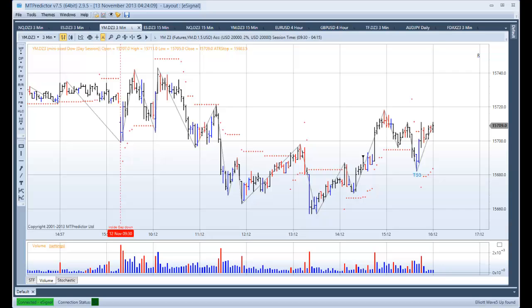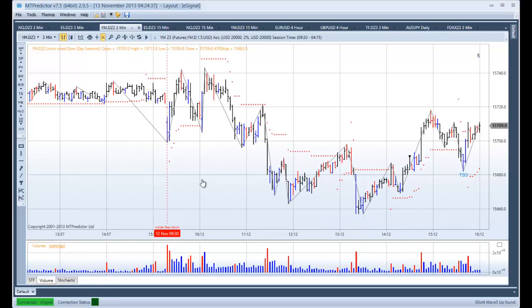So I just want to show you some examples of this on the 3-minute YM for yesterday, which was Tuesday, November the 12th. This is a 3-minute chart. For those who are uninitiated and haven't got MTPredictor, you may say, okay, I can't really see much in there, a couple of automatic signals later in the day. But let's go through some of the advanced techniques that we use in MTPredictor and show you how this beautiful symmetry unfolded.